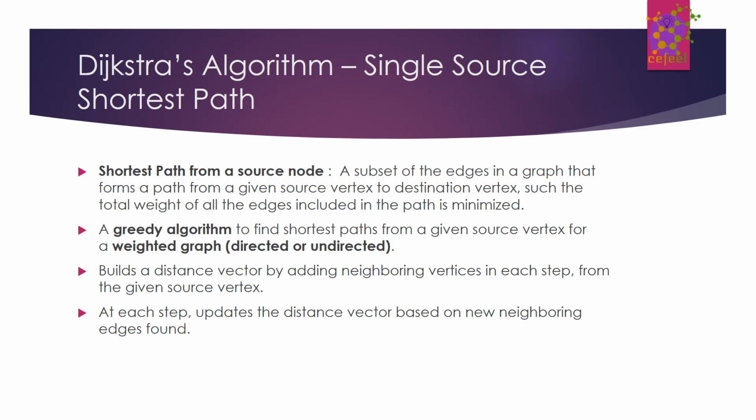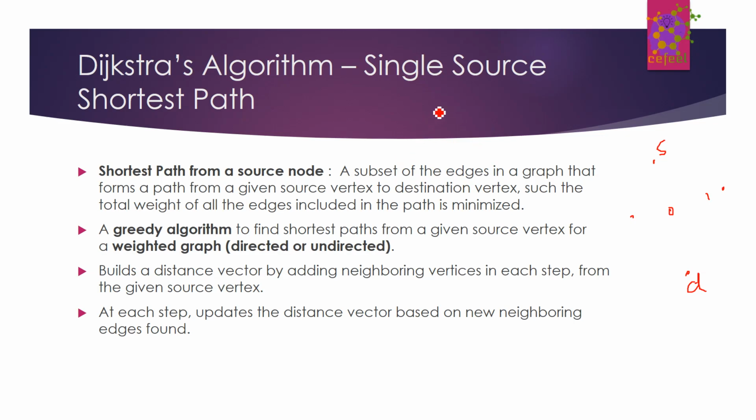So, shortest path from a source node. The shortest path from a source node is basically a set of edges in a graph in such a way that the total weight of the edges, or the sum of the weight of the edges, to that particular destination is minimized. So let's say we have a source vertex here and we have another destination vertex here, and there are many other vertices in between.